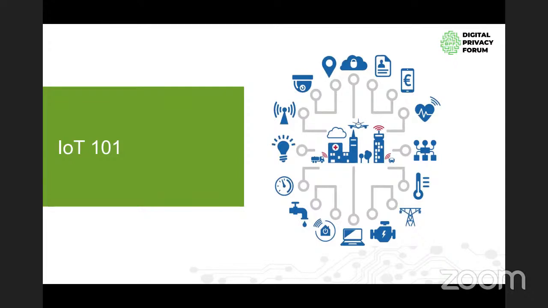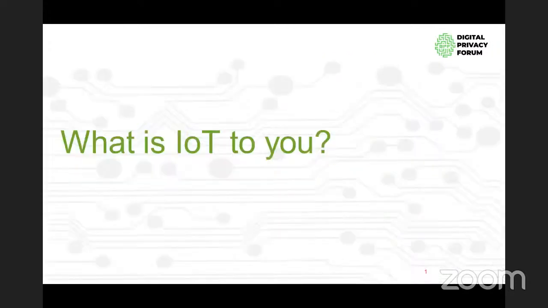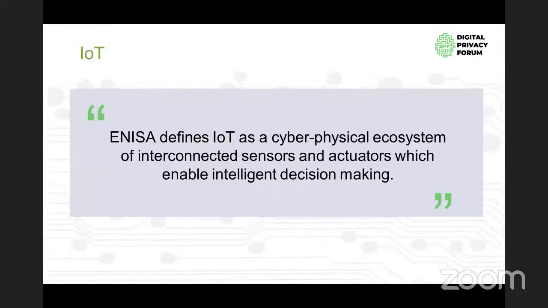So before we get into cybersecurity, IoT security or architecture, let us understand what IoT is all about. So ENISA defines IoT, from their definition, as a cyber physical ecosystem. You have one which is cyber, which is based on internet. Another one is the physical system, where you really have the physical element of it. And these ecosystems are interconnected sensors and actuators, which enable intelligent decision making.